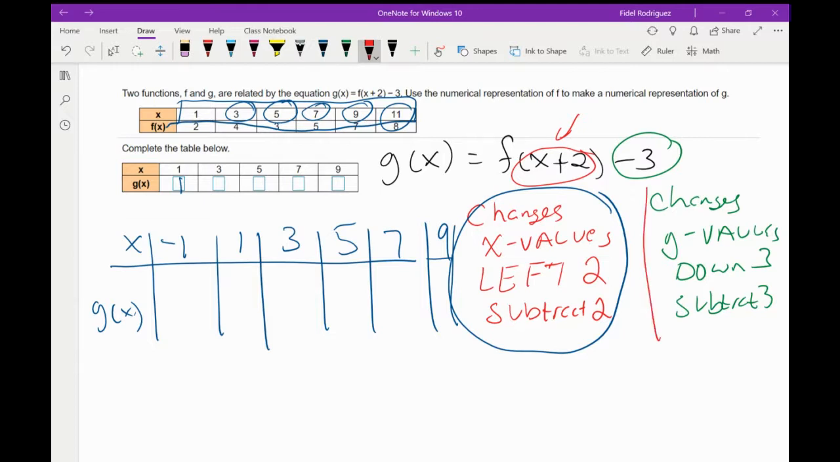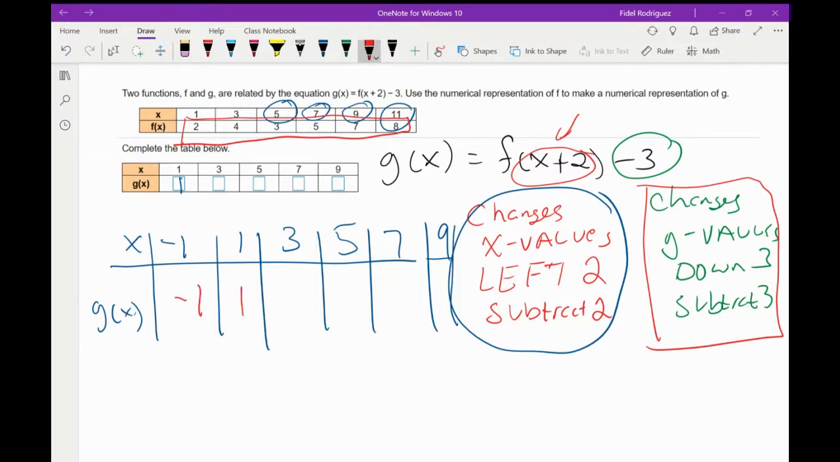And then we say, okay, well, what do we do with the y values? Well, we're going to subtract 3 from these y values here. So 2 minus 3 is -1. 4 minus 3 is 1. 3 minus 3 is 0. 5 minus 3 is 2. 7 minus 3 is 4. And 8 minus 3 is 5.